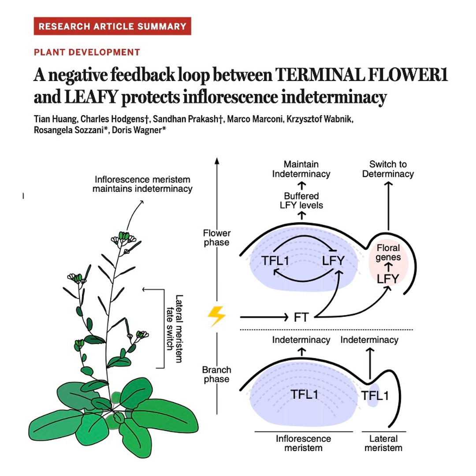We're looking at a truly fascinating paper published in the journal Science by Tian Huang, Doris Wagner, and their colleagues. The original title of the paper is a bit of an academic mouthful. It's called A Negative Feedback Loop Between Terminal Flower1 and LEAFY Protects Inflorescence Indeterminacy. Which is a lot of words. But at its core, this research basically decodes nature's ultimate architectural algorithm. I think that's the perfect way to frame it.